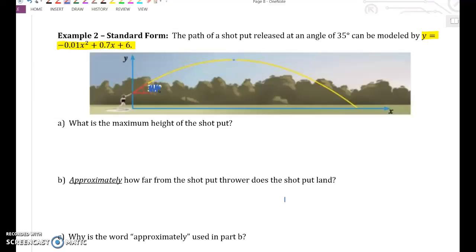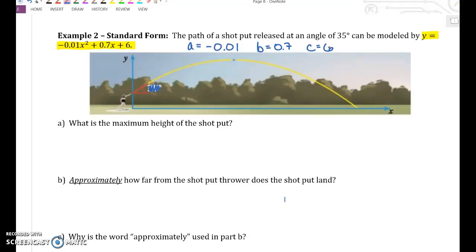We don't need the 35 degrees. We only care that the path of that shot put follows the parabola that uses the equation y equals negative 0.01x squared plus 0.7x plus 6. That is standard form, so I know that our a value is negative 0.01, our b value is 0.7, and our c value is 6. What is the maximum height of the shot put?